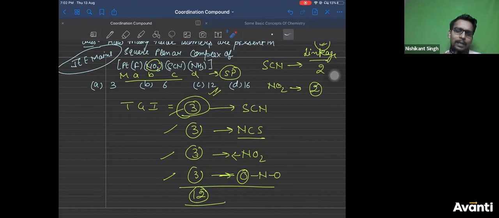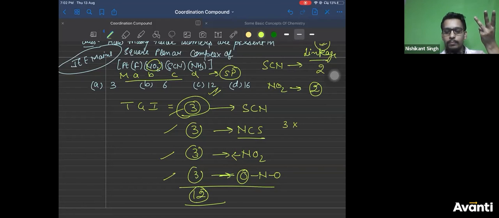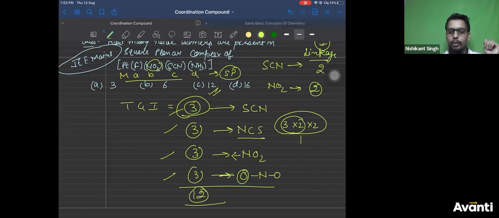Other way में you can explain in this way. There is another way of doing it. Always you can do this. Total GI 3, right? All those 3 will be repeated 2 times. 3 with SCN, 3 with NCS. Then again these 6 will be repeated with the NO2 and ONO. So again you will get 12. This is another way of doing it.